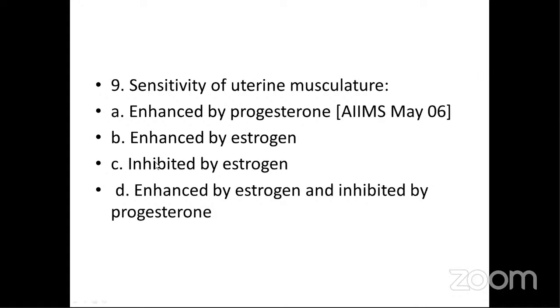Right. So what about the action of the progesterone on the musculature, on the uterine contraction? What is the action of the progesterone? Does it enhance or does it inhibit the uterine action or the contractions? No, ma'am, I think no effect. No. In fact, the progesterone inhibits the uterine activity. The sensitivity of the uterine musculature is inhibited by the progesterone hormone.